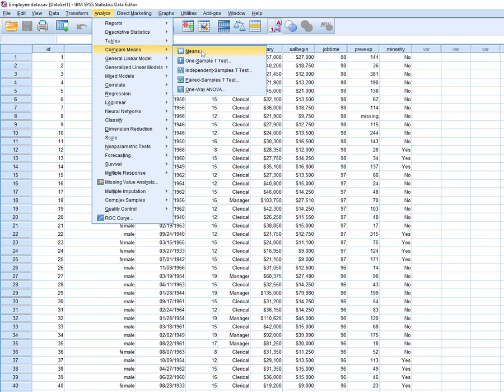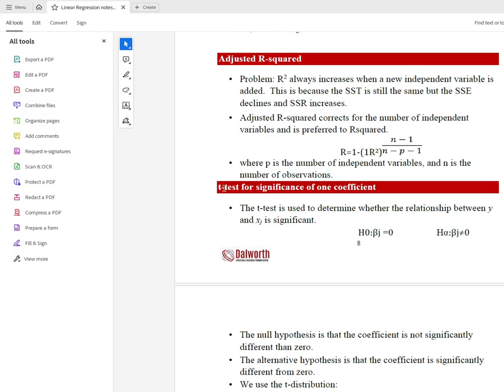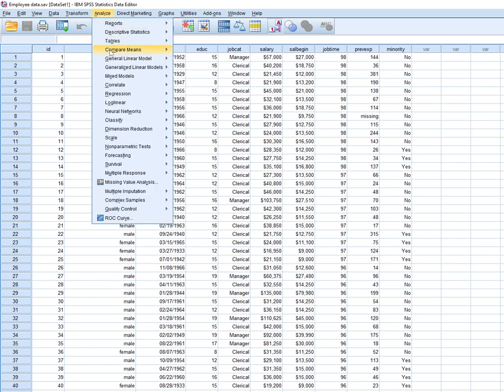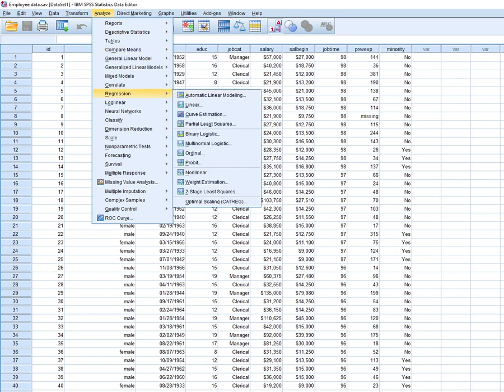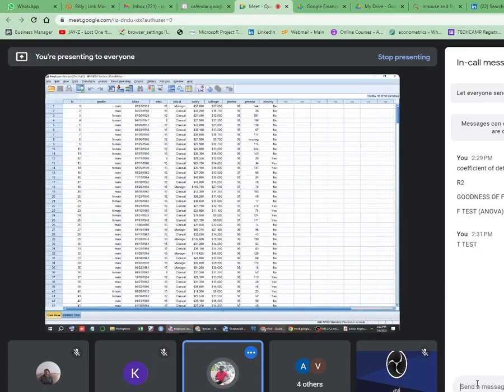So when I say go and read on t-test, I don't mean these ones. I want you to understand the t-test under regression, and it's in my notes here. T-test for significance of one coefficient. That is what I want you to understand. On t-test on comparing means, I will mention in class. So this one I'll discuss independent, paired, and so forth. I hope I'm not confusing anyone, but we're in the same page.